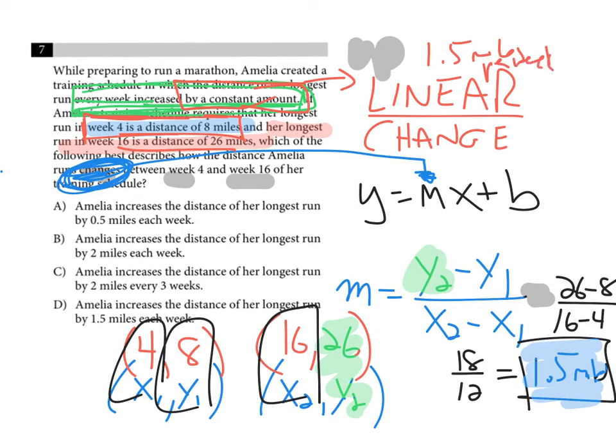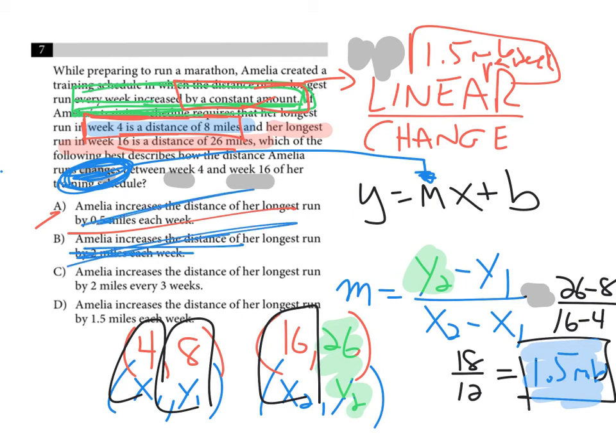So which of the answer choices matches that? Letter A, she increases the distance of her longest run by 1/2 mile. No, it's 1.5 miles. Letter B, Amelia increases the distance of her longest run by 2 miles each week. No, we saw it was 1.5 miles.